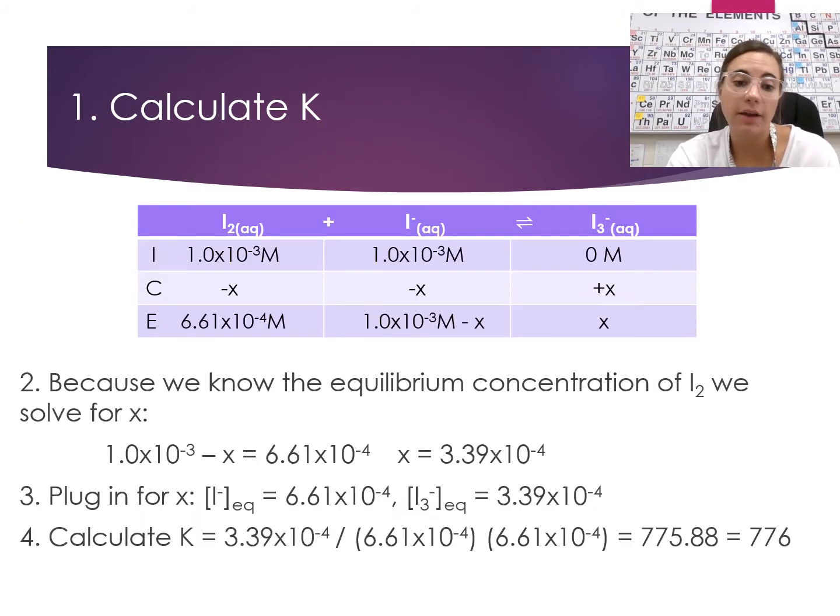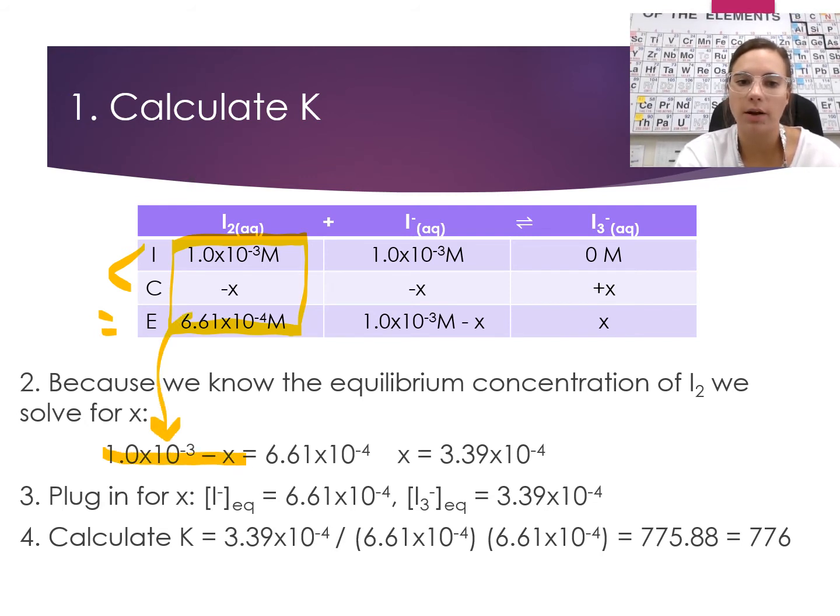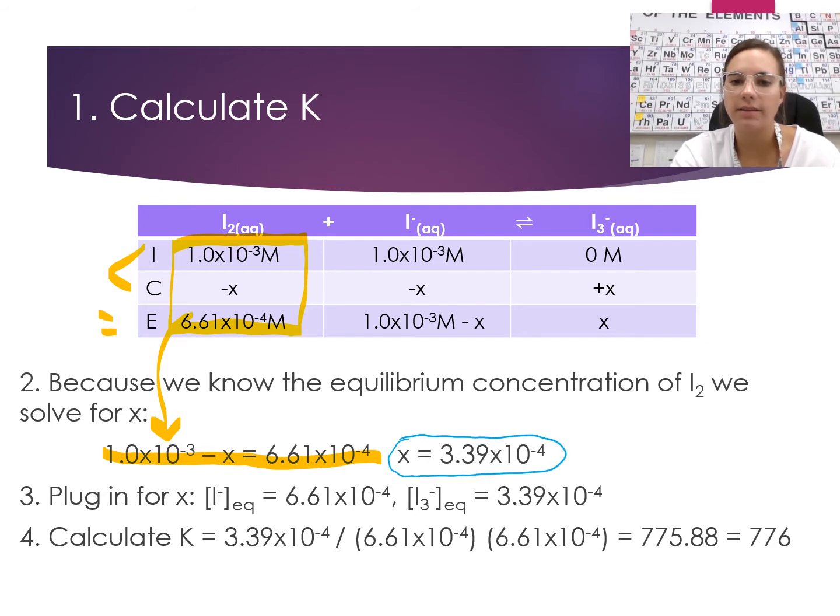So now that I have filled in everything I know with my ice chart, both actual values and expressions, because I was given one of my equilibrium values, I can combine I and C and set it equal to E and make this into an actual mathematical expression. 1 times 10 to the negative 3 minus x equals 6.61 times 10 to the negative 4. So then I'm going to solve for x. When I solve, I get x equals 3.39 times 10 to the negative 4.